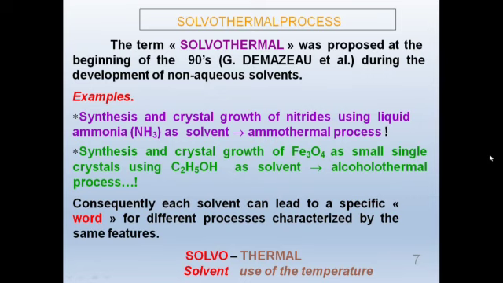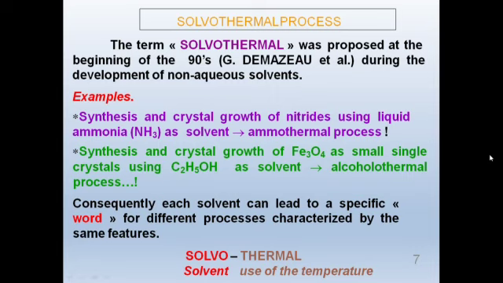The term solvothermal was proposed at the beginning of the 90s during the development of non-aqueous solvents. Here are some examples. Number one is synthesis and crystal growth of nitrides using liquid ammonia as a solvent, and the process is known as the ammonothermal process. Here ammonia is used as a solvent, that is why the process is named the ammonothermal process.